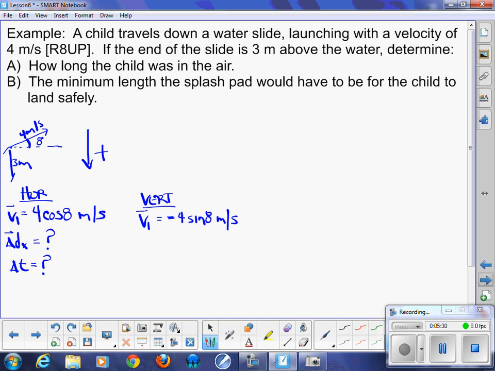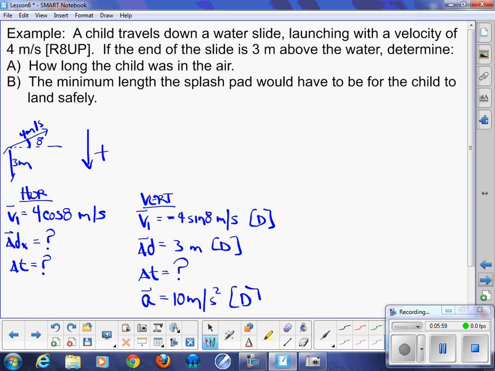meters per second. Now, you can pick whichever direction you want to be positive. Just be consistent in your calculations. My delta D is down 3 meters, so that's why it's going to be positive. So that's down. I'm reporting it as down because I have it as a positive number. It just reduces my confusion when I go back to plug stuff into a formula. Time's unknown, and I do know acceleration is 10 meters per second squared down. So you can kind of see a theme here.